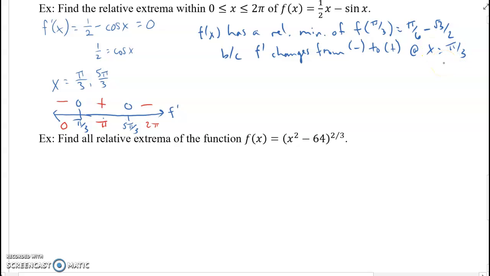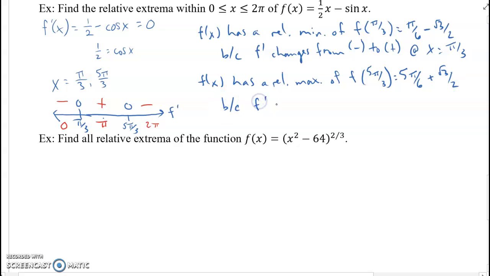Again, it's that same routine answer every single time. Don't make it any messier than that. And then same idea, f of x has a relative maximum of f of 5 pi over 3, which is 5 pi over 6 when you multiply it by 1/2. And then sine of 5 pi over 3 is negative root 3 over 2, so when you subtract, you get a plus root 3 over 2. And the reason that's the relative maximum is that f prime changes from positive to negative at that x value.